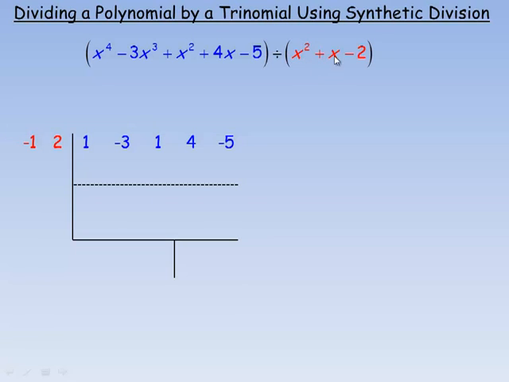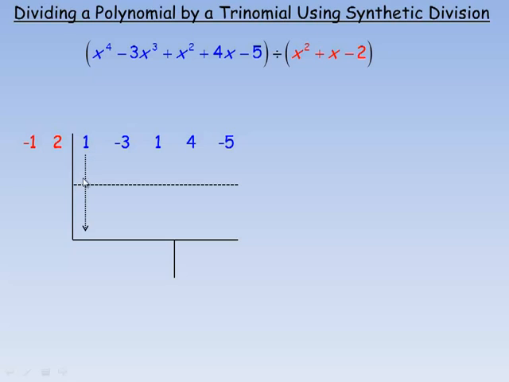Now we're dividing by x squared plus x minus 2, so what you do is you put the opposite of the coefficients of the linear term and the constant in the end. So the x coefficient is 1, so I put -1. The constant in the end is -2, so we put +2. And that actually is the same for the constant in the end as when you're using synthetic division to divide by a binomial.